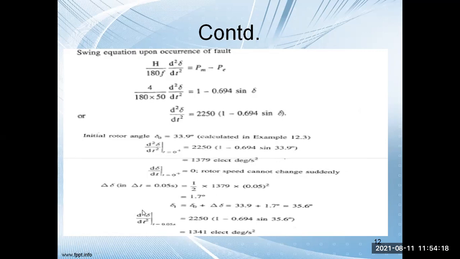Now we will calculate at t equal to 0.05, what is the alpha value? So this is your delta. What will be the value of alpha? Because here we have the equation 2250 into (1 minus 0.694 sine delta). The delta value we have calculated is 35.6. So we can calculate that it is 1341 electrical degree per second square. Now it is clear. Any doubt on this problem? I hope there is no problem. Okay.